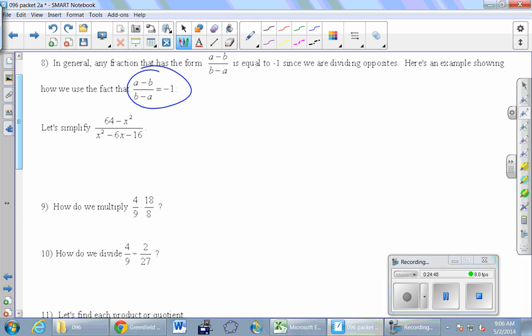Let's try this example, the 64 minus x squared. Can I cancel the 64 with part of the 16? Can I cancel the x squareds? Why not? Not factored. Needs to be multiplication, not addition or subtraction. So let's factor. Equals. I'm going to set up my two sets of parentheses. Well, I guess my first thing is, does anything go into all the terms? And the answer is no in this case.